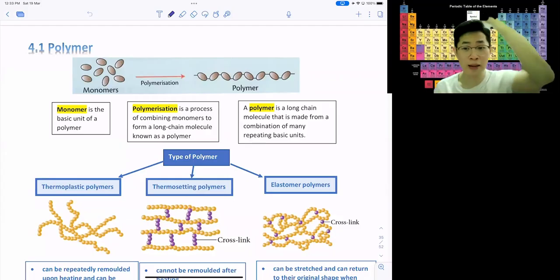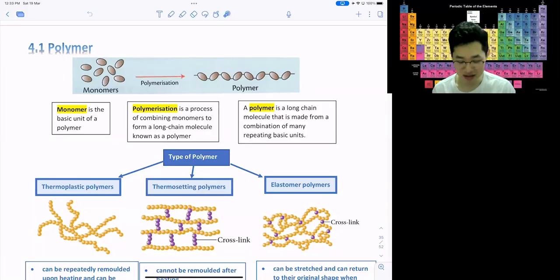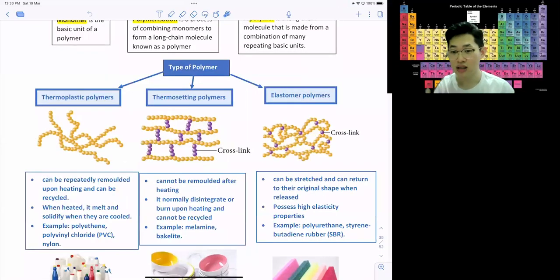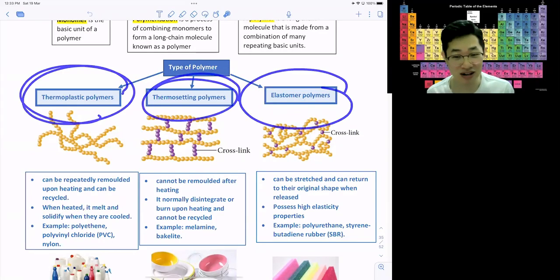Chapter 4, polymer. What do you have to know about polymer? Polymer has three types: thermoplastic, thermosetting, and elastomer.